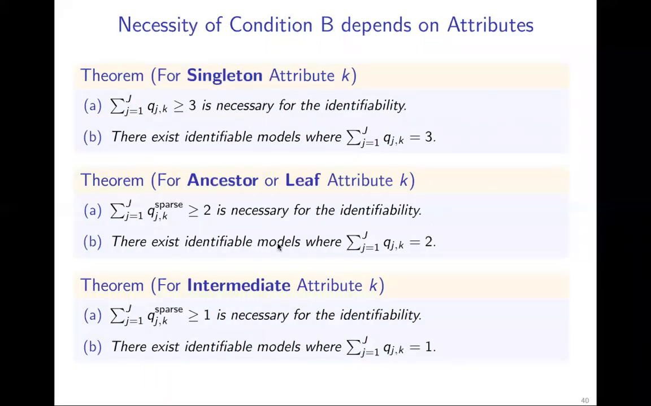Here we have 3 results characterizing the requirements for different types of attributes in the graph. For singleton attributes, we need these attributes to be required by at least 3 items throughout the test. This is necessary for identifiability, and also there exist identifiable cases where this equality in A is actually achieved. And similarly for ancestor and leaf attributes, this requirement is reduced to 2, and for intermediate attributes, this requirement is reduced to 1.